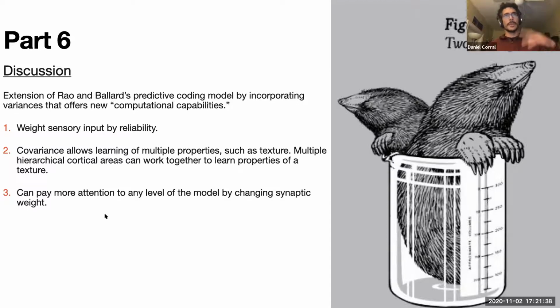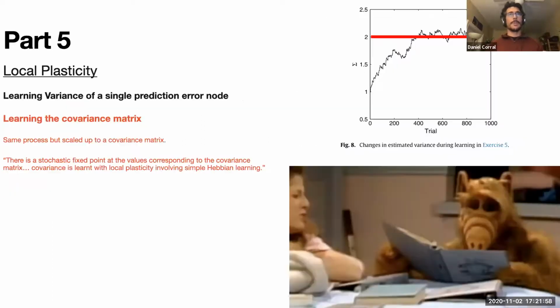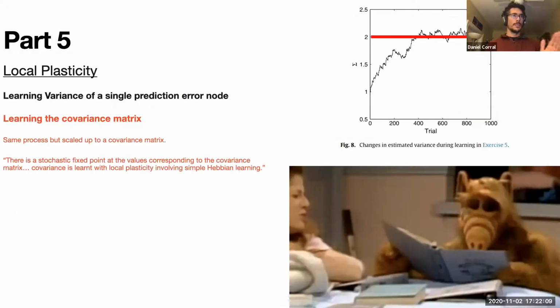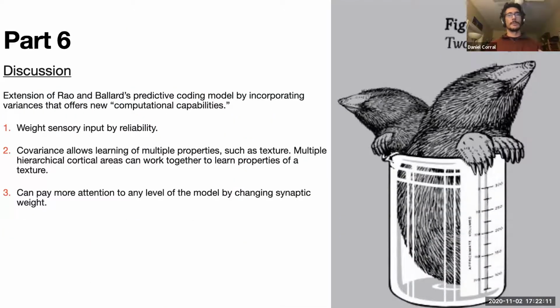So you're using multiple hierarchical levels to understand there's a two-dimensional surface, it's kind of bumpy or ridgy, and what do those mean, that sort of thing. And then you can pay more attention to any level of the model by changing synaptic weight, which he refers to as attentional modulation. I'm going to jump back to a model here. You can have these symbols change in weight so that you're focusing your attention on one synapse or another.